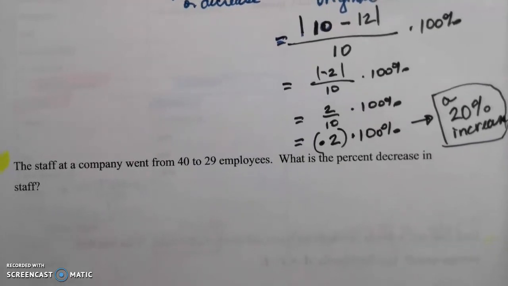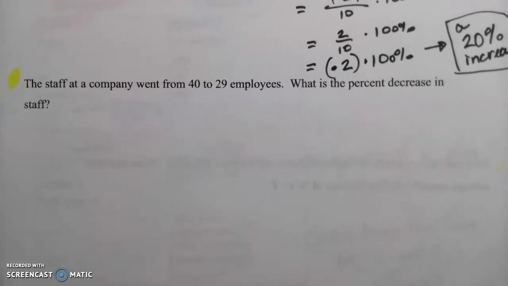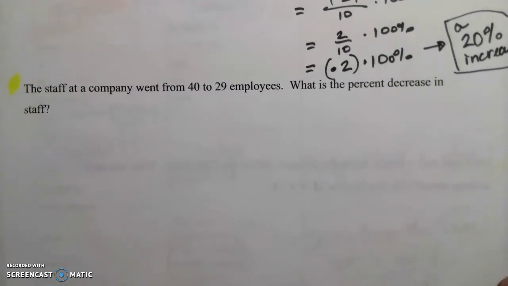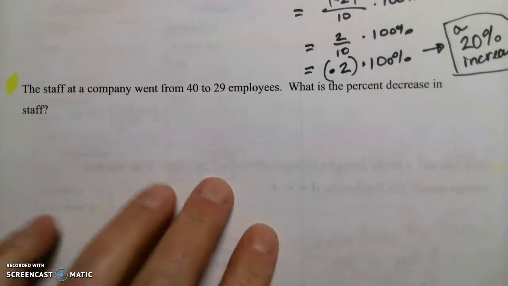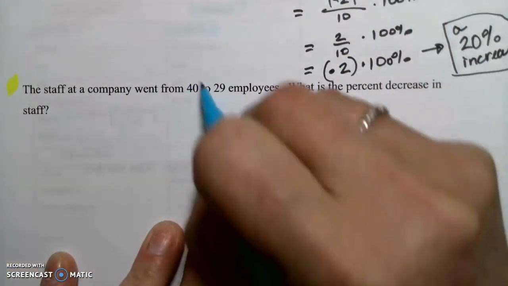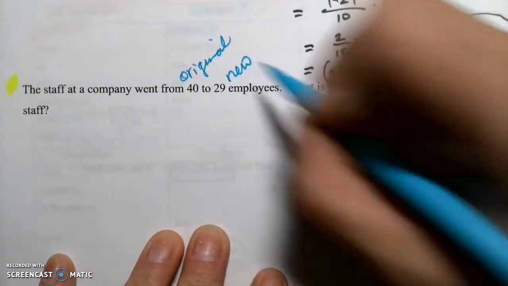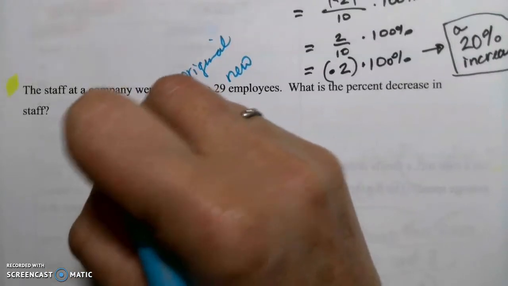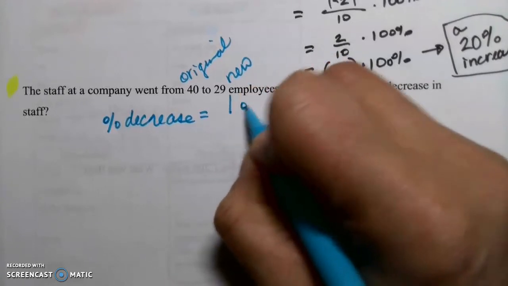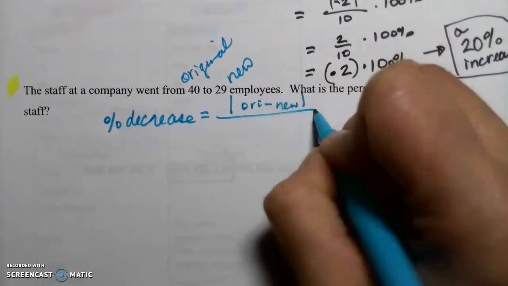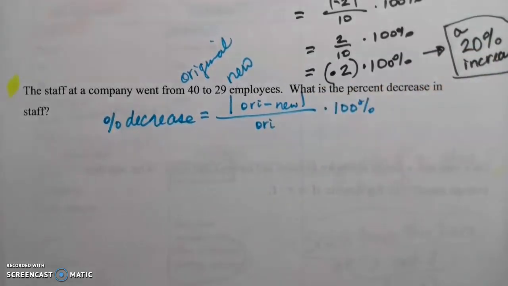Now we can also talk about percent decreases, which is what's going to happen in this next one. The staff at a company went from 40 to 29 employees. What is the percent decrease in staff? So, make sure that you're writing stuff down, labeling things. If it started at 40, that's going to be your original. And then the 29 will be the new amount. Because it goes down, we know it is going to be a percent decrease. So the original minus the new, the absolute value of that, over the original, times the 100%.